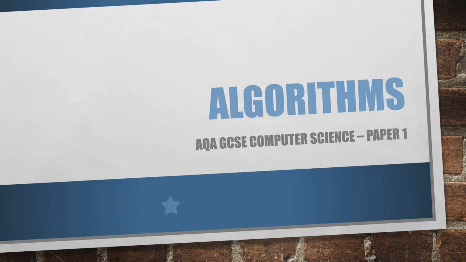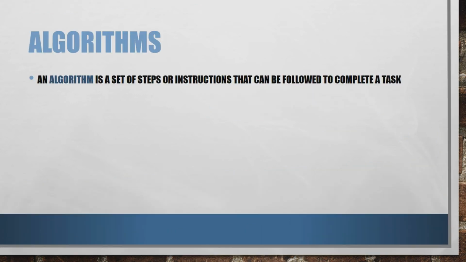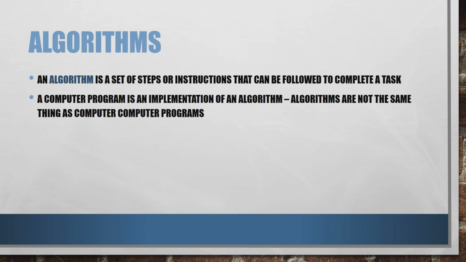So, kicking things off with algorithms. Knowing what an algorithm is is an absolutely crucial part of computer science, and putting it really simply, an algorithm is a set of steps or instructions that can be followed to complete a task.